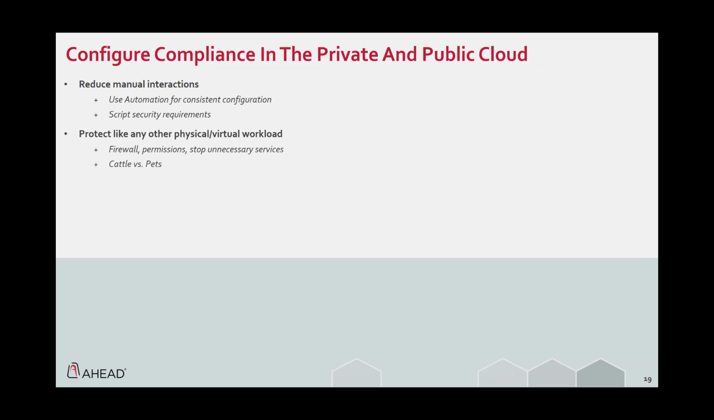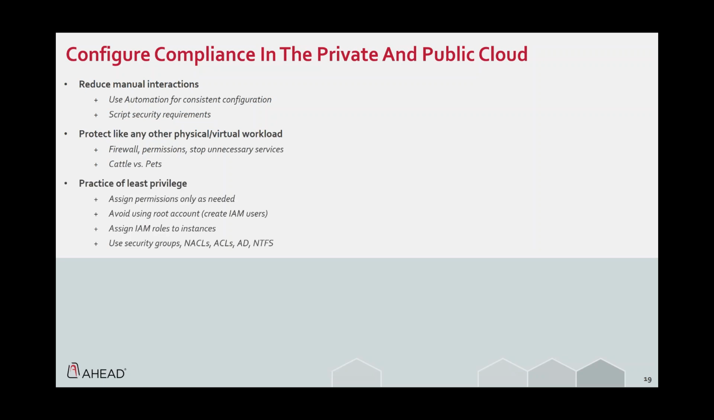So obviously you want to protect them like any other workloads: firewall permissions, stop unnecessary services, stuff like that. And it goes back to the whole cattle versus pets thing, right? If it's pets, you have to spend a lot more time on it. You put permanent solutions around, like antivirus and stuff that you did for traditional workloads, where your elastic servers may still require those advanced security services, but you can maybe go a different way with those, utilizing some of the services built into AWS.